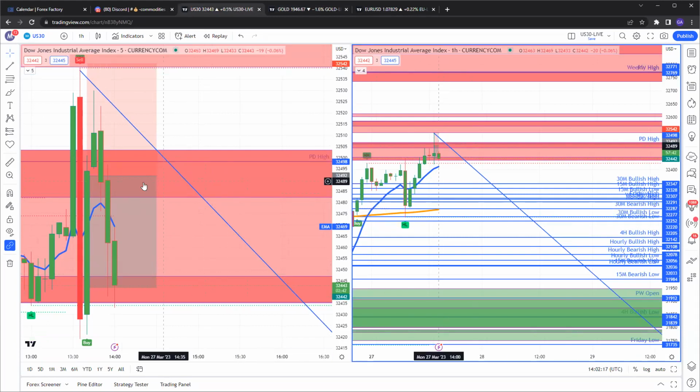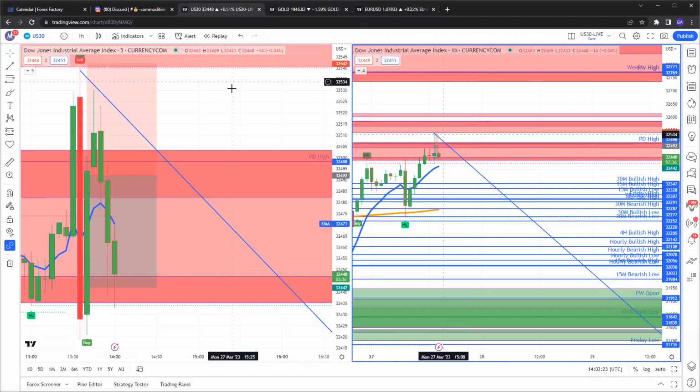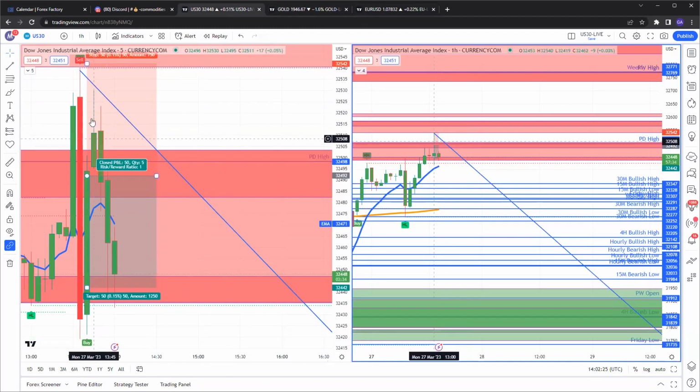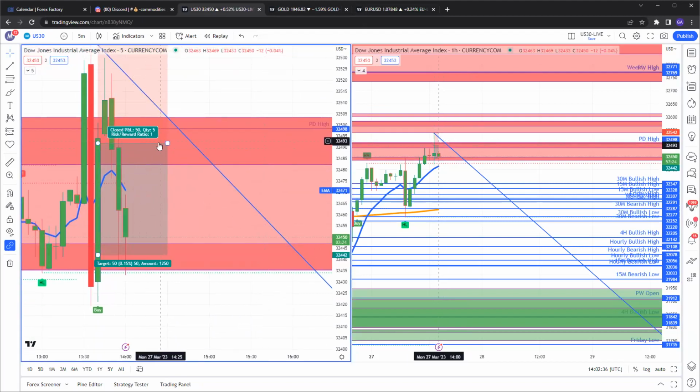I am out of that trade in profit, full TP on this trade. Again, we don't rush trades here. We just look for where price is likely to go. We were protected by a trend line on the 1 minute. So that's also why ideally you start drawing your trend lines on the 1 minute if you're trading live. So full TP for 50 pips.